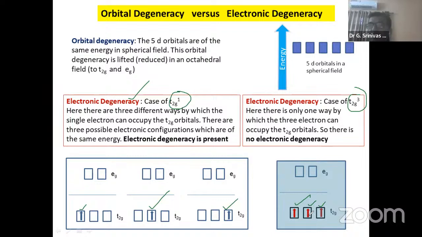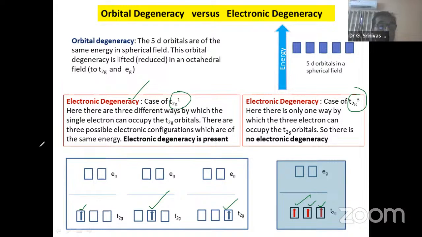That's why there is no electronic degeneracy in case of T2g3. Whereas in T2g1, there is an electronic degeneracy because you can fill the single electron in any of the 3 T2g orbitals, whichever orbital you want. That's why this is electronic degeneracy. Electronic degeneracy is quite different from orbital degeneracy. So in case of T2g1, electronic degeneracy is present. In case of T2g3, no electronic degeneracy is present.